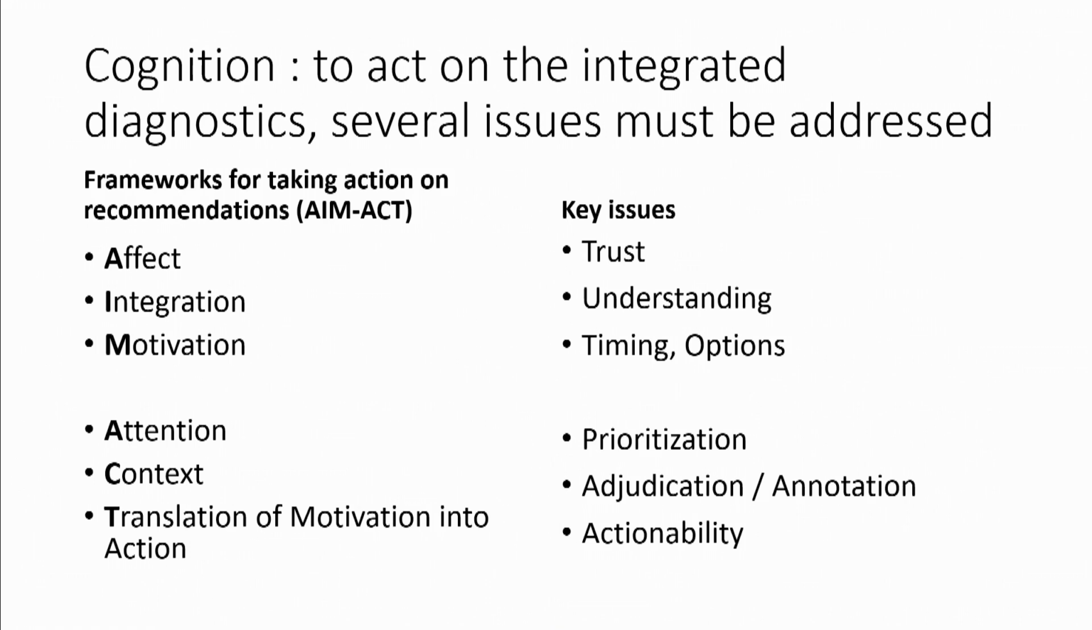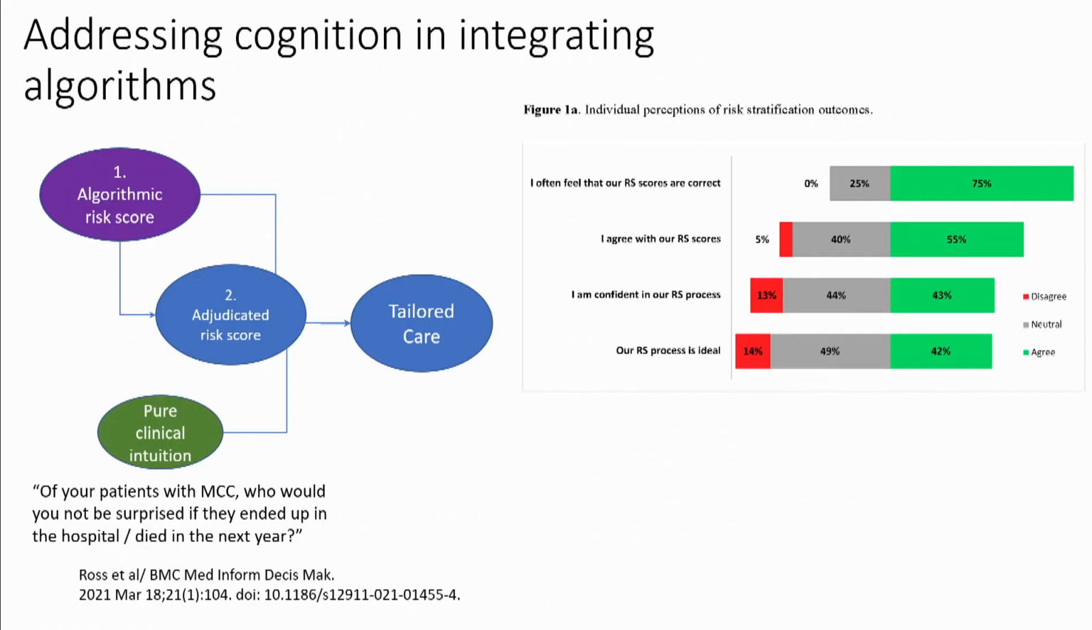And so issues around trust and understanding, but also in terms of prioritization, what's most important here? How can we help people engage with the information through adjudication, for instance? And what action could be taken? Those are so important to put into these syntheses.